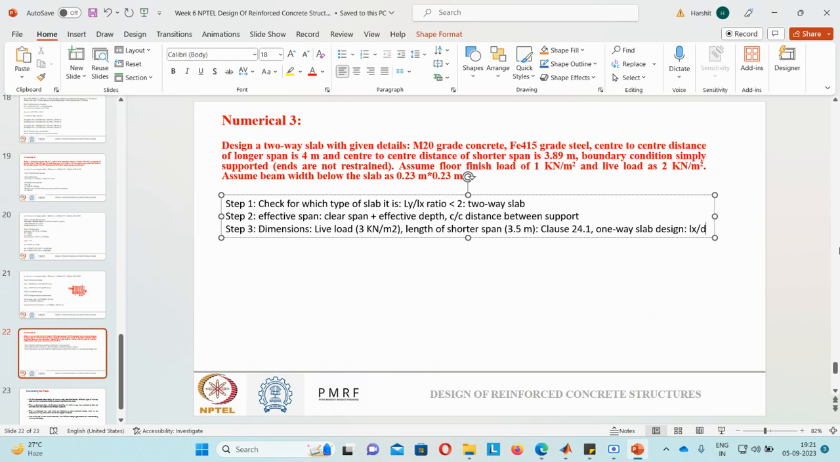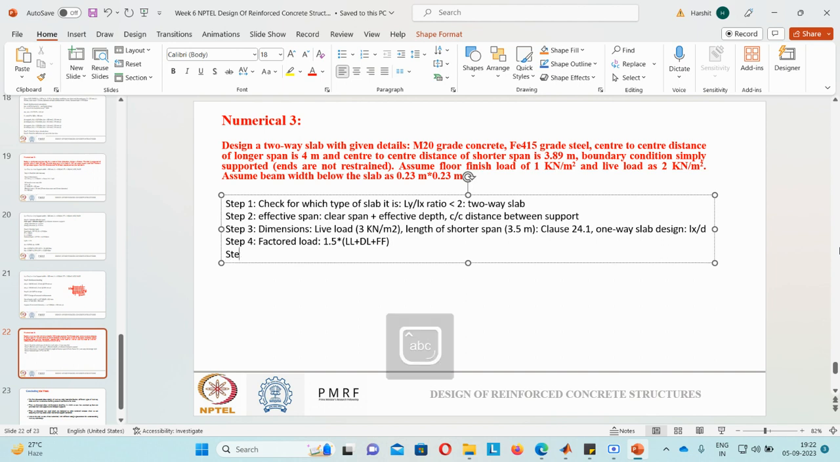Now once you got D value, the fourth step will be to calculate the factored load. How we calculate the factored load? By sum of live load plus dead load plus floor finish or imposed load, anything, and we multiply this by a factor of 1.5. So we get the factored load.